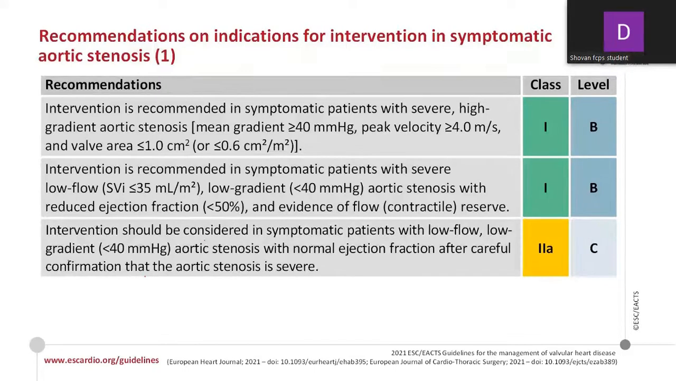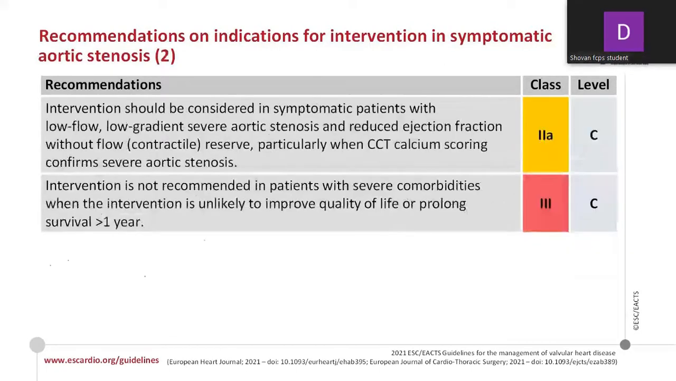And intervention is also recommended in a symptomatic patient with severe low flow, that is stroke volume index less than 35, low gradient, that is pressure less than 40 millimeter, aortic stenosis with reduced ejection fraction, and evidence of flow reserve. This is also a class 1 indication.